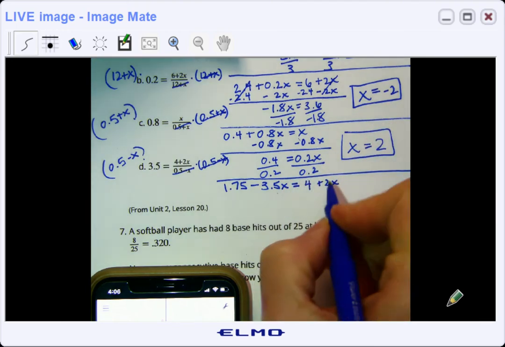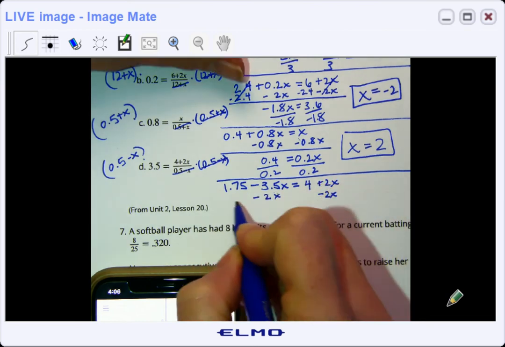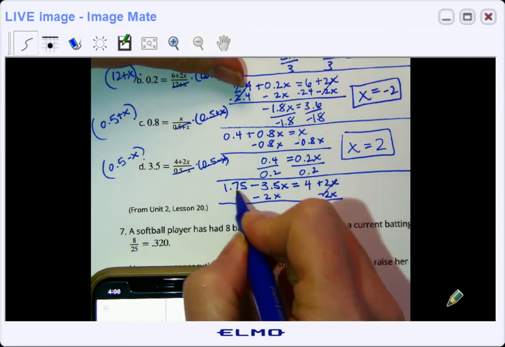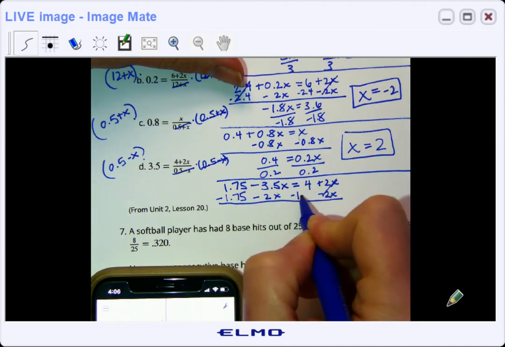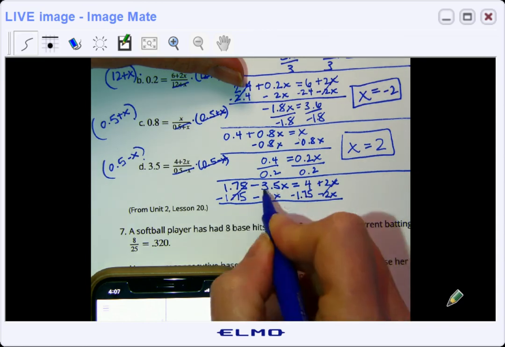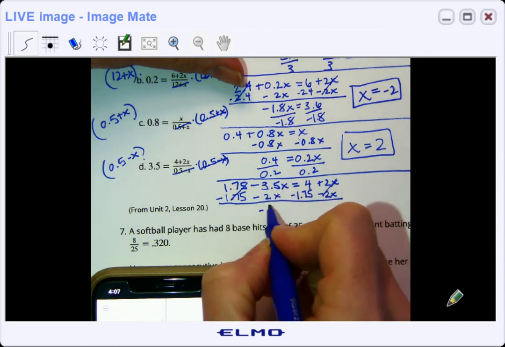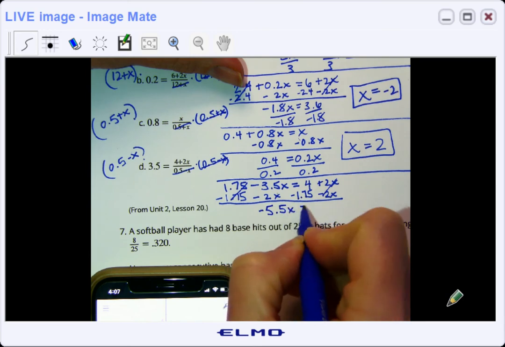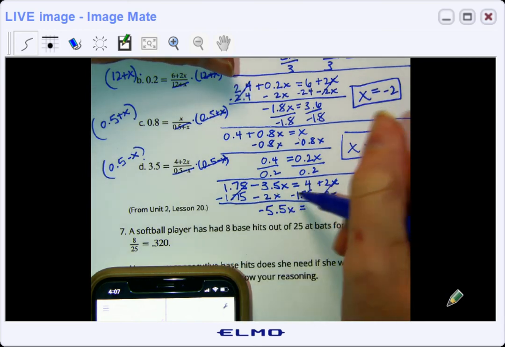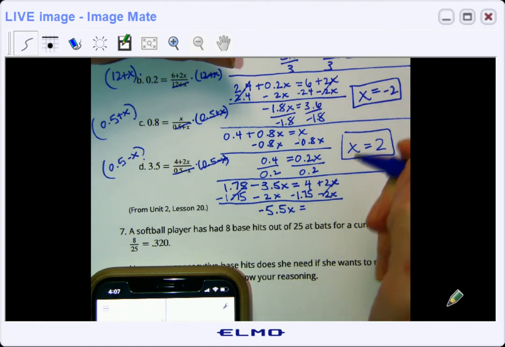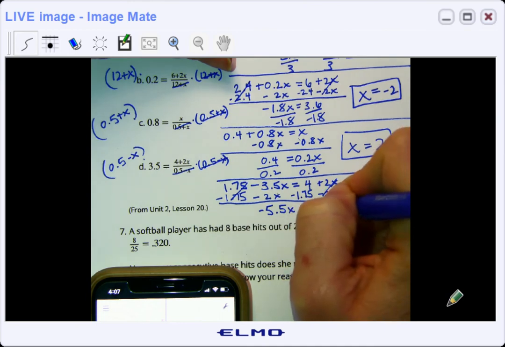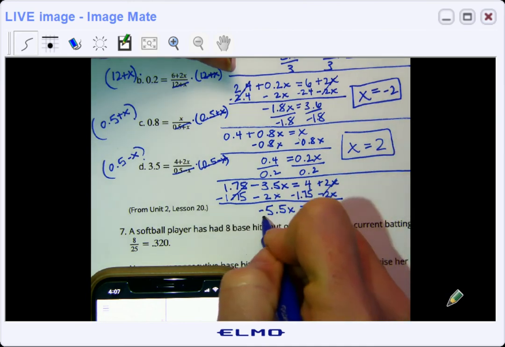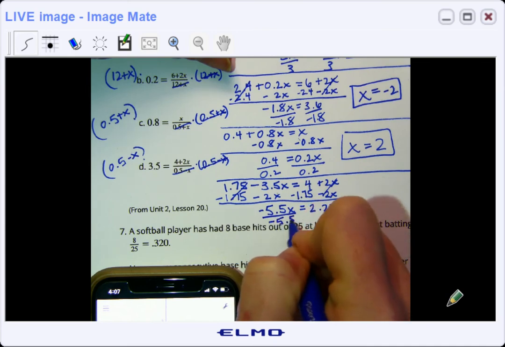Okay, so I'm going to move the x's to the left by subtracting the 2x from each side. And I'm also going to move the constant 1.75, subtracting that from both sides. So this is negative 5.5x equals 4 minus 1.75, which is 2.25. And then finally divide by negative 5.5.